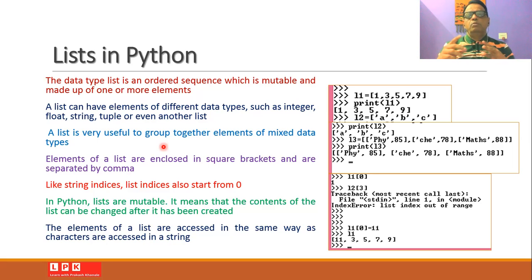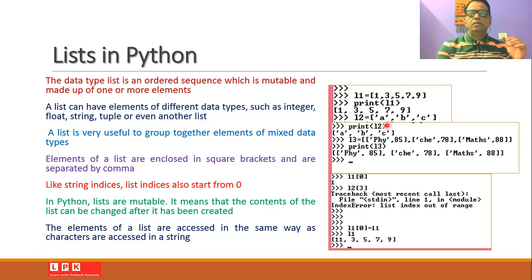Whenever we want to declare or define a list in the Python program, that can be done by enclosing the elements in square brackets, and each and every element is separated by a comma. So for example, if we write L1 equal to, in square brackets, the different elements 1, 3, 5, 7, 9, and if I give the command print L1, then you will find that the elements of the list will be printed on the Python prompt.